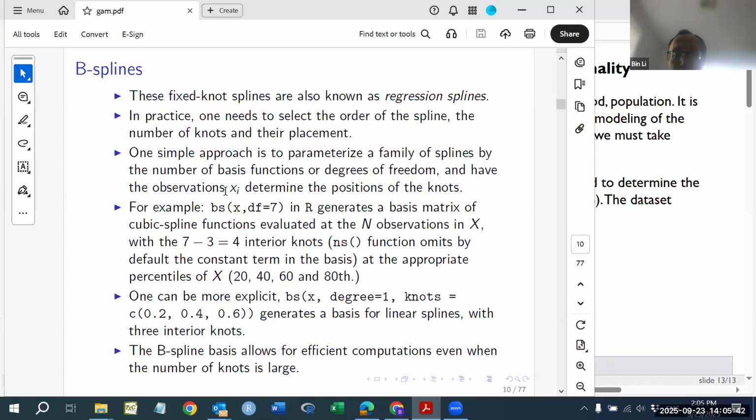So one simple approach is to parameterize a family of splines by the number of bases or degrees of freedom, so that it can be chosen automatically.